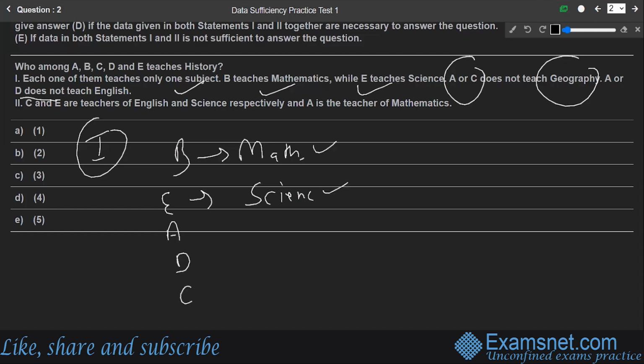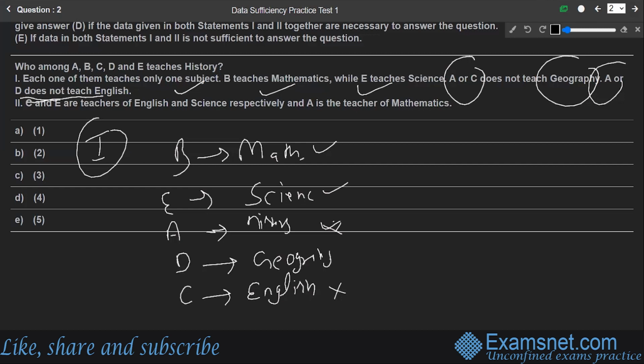The subjects of B and E are already decided. Now we have to see. They are saying A or C does not teach geography. So geography cannot be written against A or C. So geography has to go only with D. That is the only option available for geography. So geography is with D, and A or D does not teach English. So that means English is not taught by A and also not by D. So obviously there is only the last option left for English to go to C. So English is being taught by C, and obviously the last subject would be taught by A, that is nothing but history. So clearly we are able to answer who teaches history from statement number one alone.